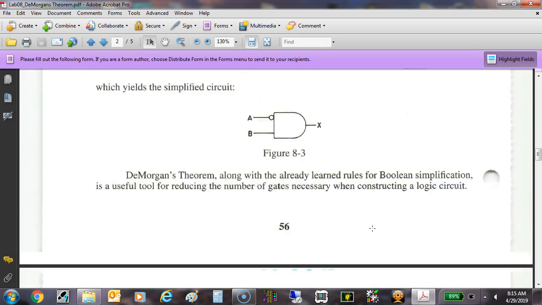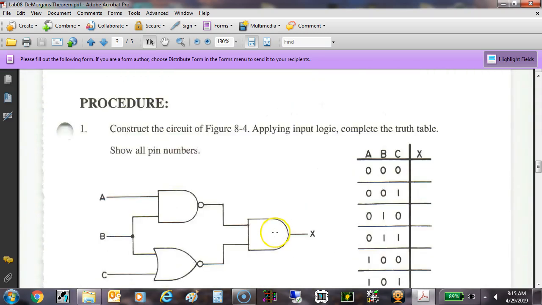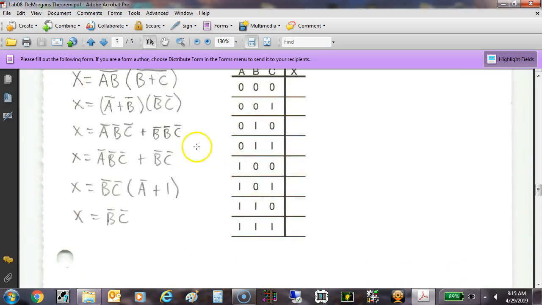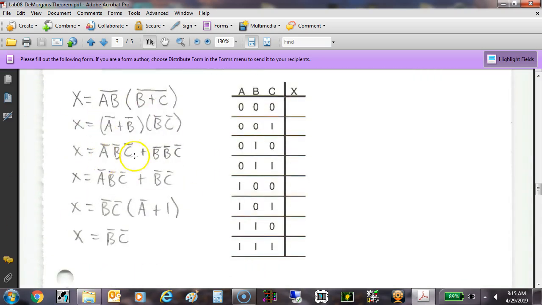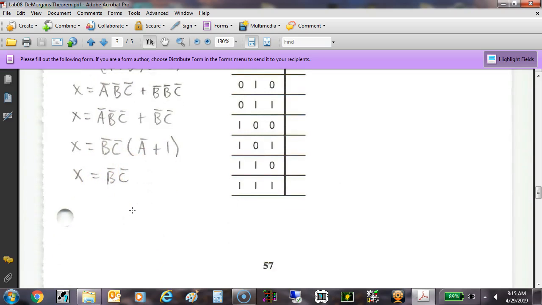So it looks like there's only one circuit in Lab 8, or two circuits. You hook up this circuit, and then of course, hook up the next circuit, which would be nothing but a NOR gate, and make sure it has the same truth table. What we're trying to do is just show you the power of Boolean algebra, right?